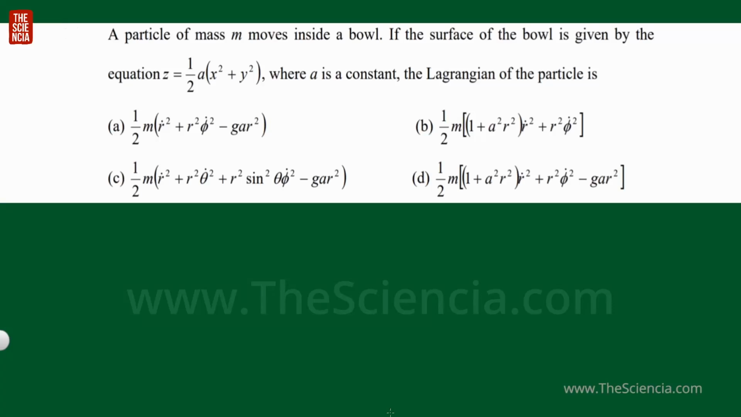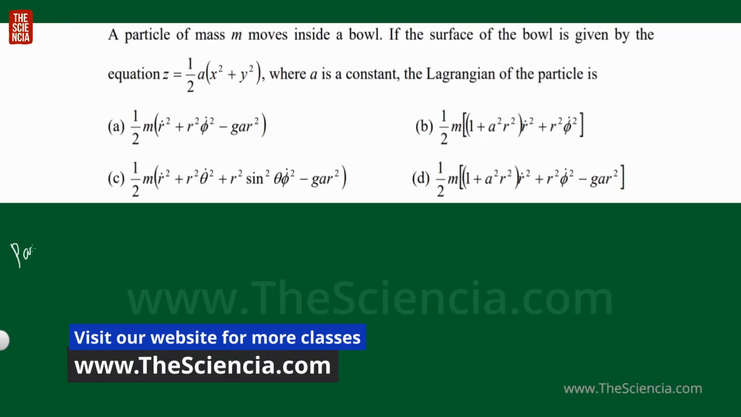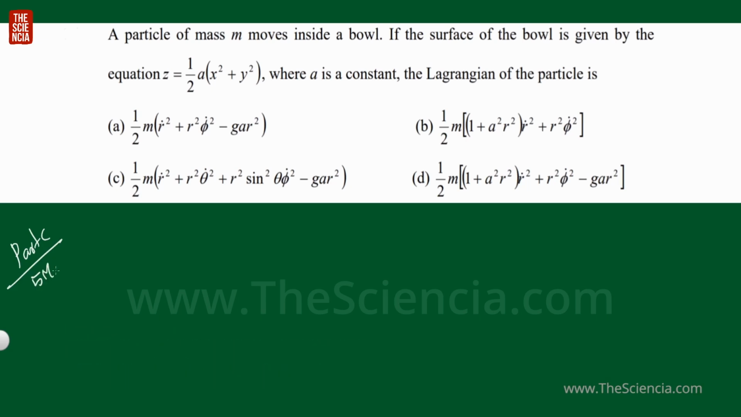Again, this is a problem, and this is a part C problem. So that is a 5 marks problem. Attending part C problem is like playing snakes and ladders. Why? Because if your answer is correct, then you get 5 marks. So you jump with 5 marks.